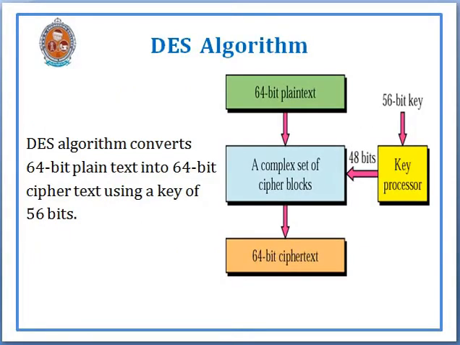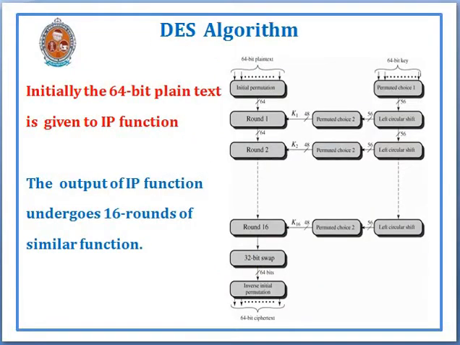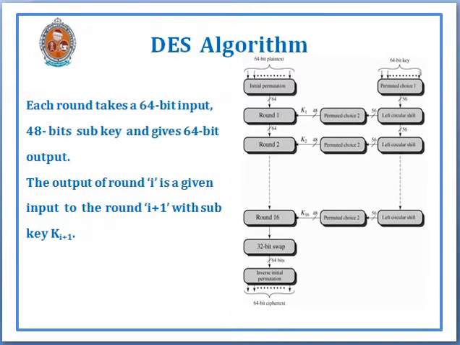The DES algorithm converts 64-bit plaintext into 64-bit ciphertext using a 56-bit key. The block diagram of DES algorithm is as shown in the right side of the screen. Initially, the 64-bit plaintext is given as input to the IP function. The output of IP function undergoes 16 rounds of a similar function. Here, each round takes a 64-bit input and a 48-bit subkey to give a 64-bit output. The output of round i is given as input to the round i+1 with subkey Ki+1.